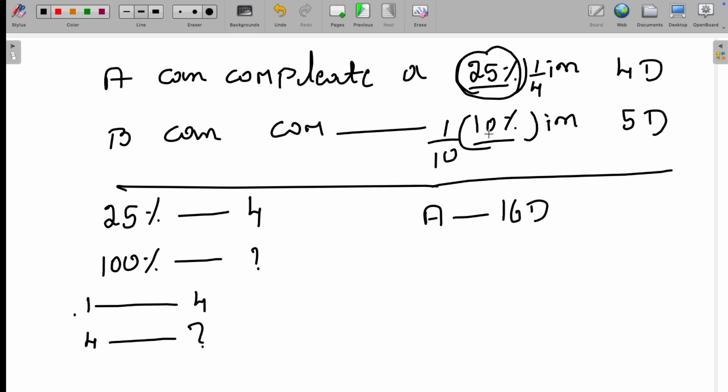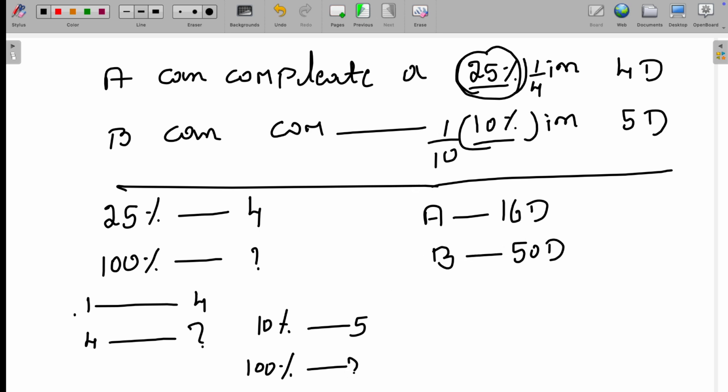Okay. Now here, to finish 10% takes 5 days, which means 100% takes 50 days. Correct. 10% of the job in 5 days means 100% of the job in how many days? 50 days. So B can complete the job in 50 days.